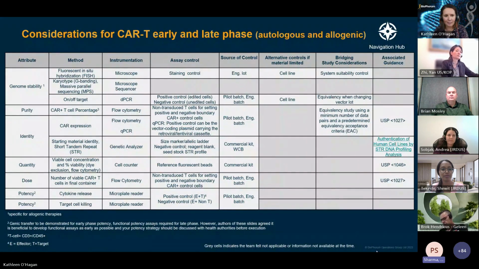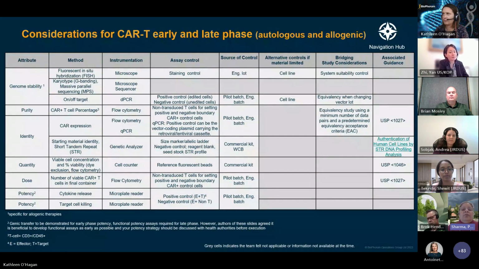Thank you, Kathleen. So going on from Jan, the CAR-T early and late phase, whether it's autologous or allogeneic, requires a profiling of certain attributes of the cell therapy that include genome stability, purity, identity. These are also safety profiles. And we also profile the quantity, that is the number of cells, the dose, and the potency. However, potency is not required during the early phase, more in the mid and late phase.